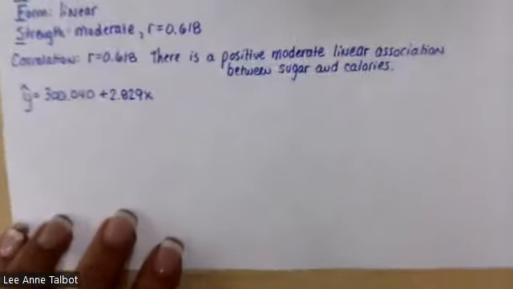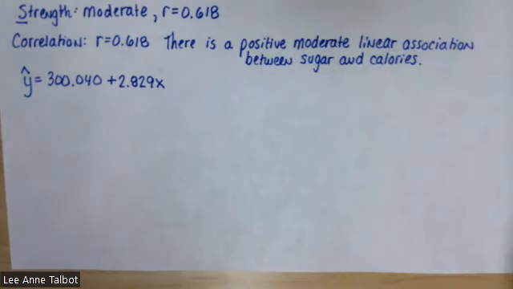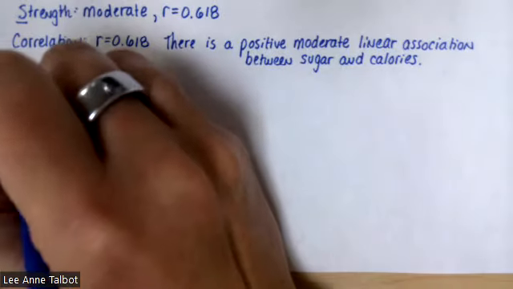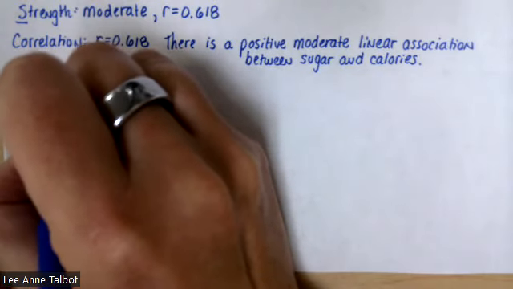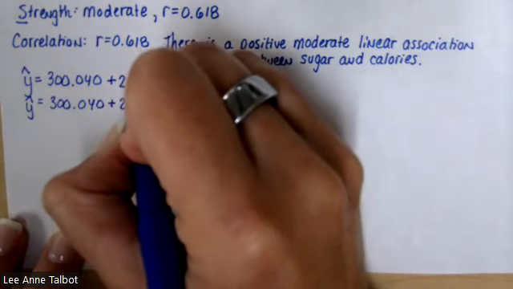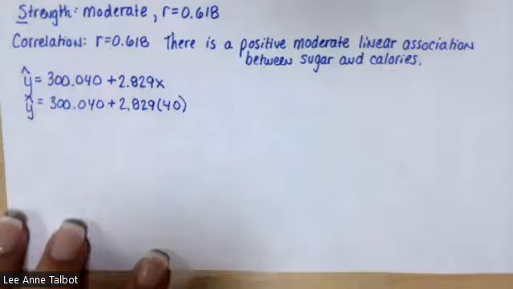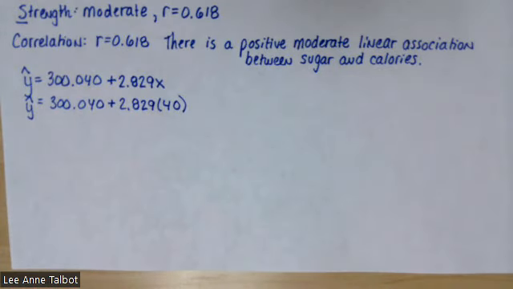The best plan is to plug in a number on the left and plug in a number on the right. What is the very most left number on the x-axis? 40. If we plug in 40, we can find a coordinate on the line at 40.